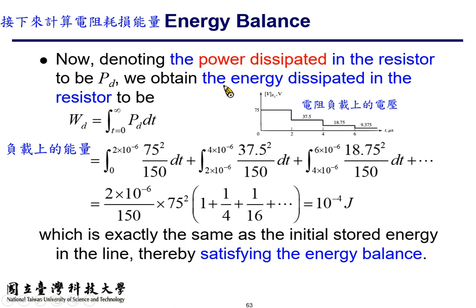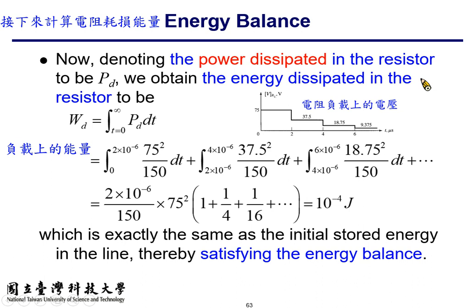And we can also calculate the power dissipated in the resistor. Because we observe this result, this is the voltage across the resistor, starting from t equal to 0 microsecond. So in the first 2 microseconds, the total energy consumed by the resistor can be integrated here. And you can do the same thing for 2 to 4 microseconds, 4 to 6 microseconds, and so forth. It forms an infinite series. And you can find out that the summation of this infinite series is 10 to the minus 4 joule as well. So you can satisfy the energy conservation principle.